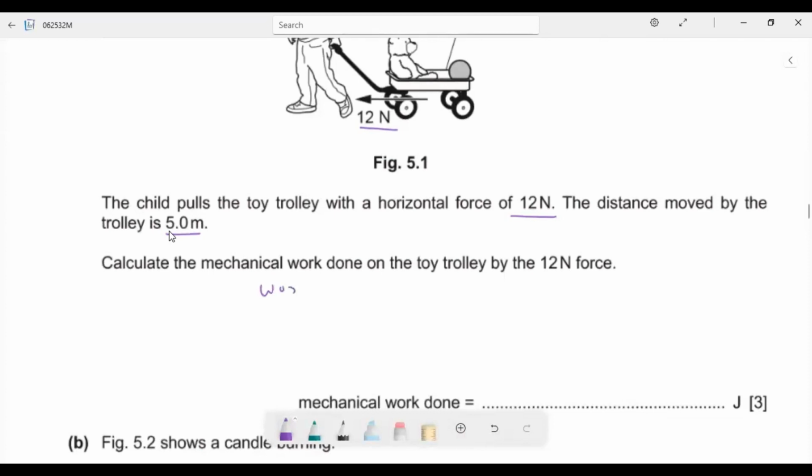So mechanical work done can be written as force into distance. Here force is given as 12 Newton and the distance is 5 meter. So 12 into 5 is 60 Joule.